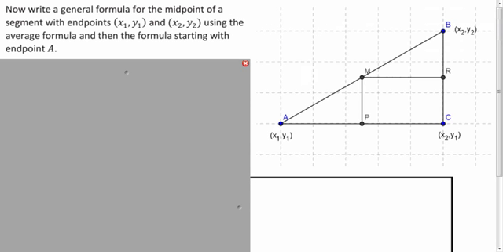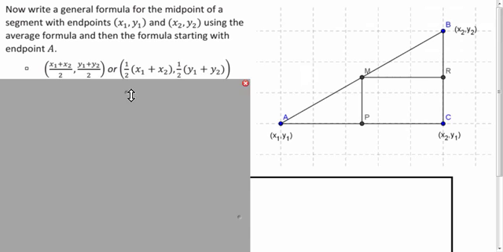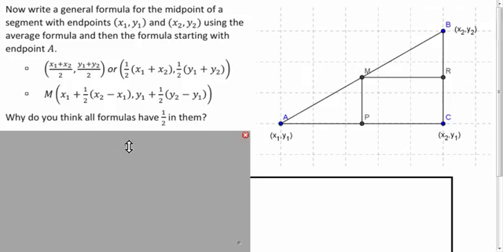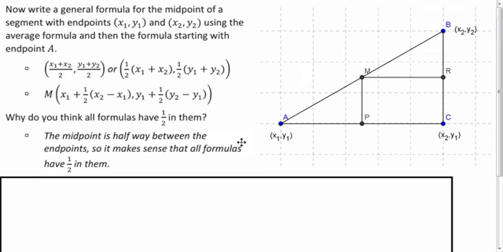So let's generalize this. How can we figure out what the coordinates are of a midpoint? Well, the first way we saw was by just finding the averages of the x-coordinates and the averages of the y-coordinates. So these are both the same formula. If we go by what we did in the second process, we started with x1 and y1, and we added 1/2 of these differences. Why do you think we have 1/2 in there? Because we're talking about midpoints, so it makes sense to be talking about 1/2.